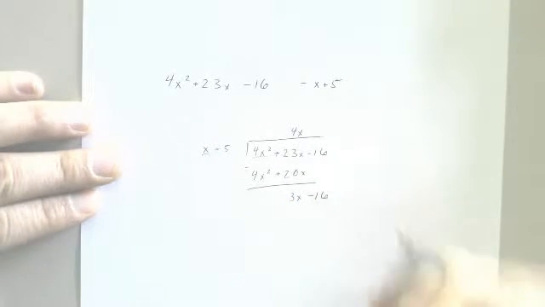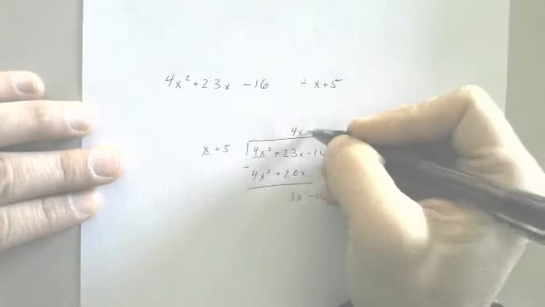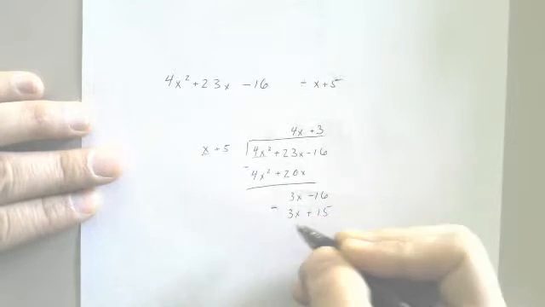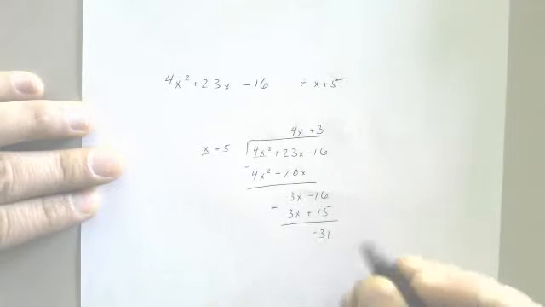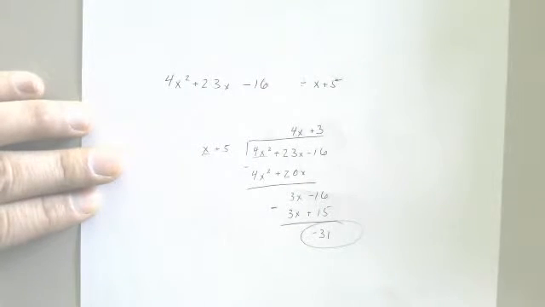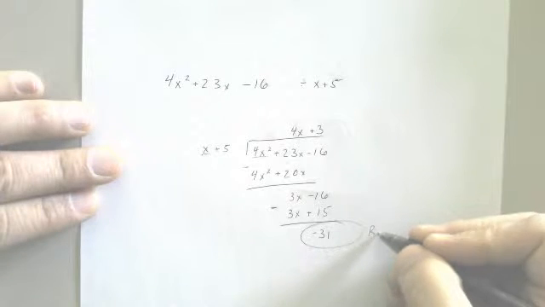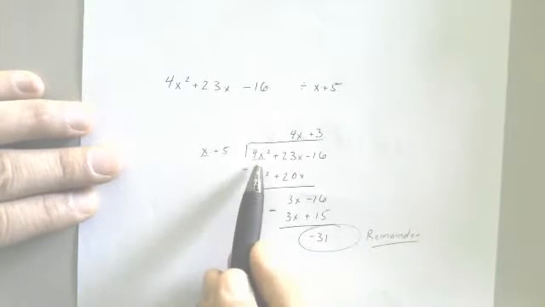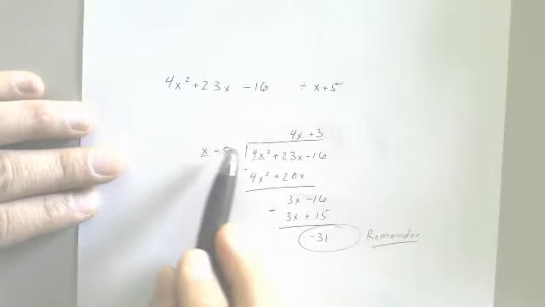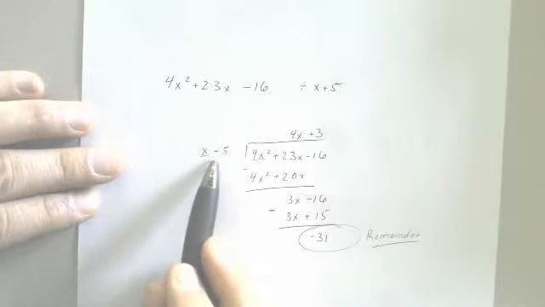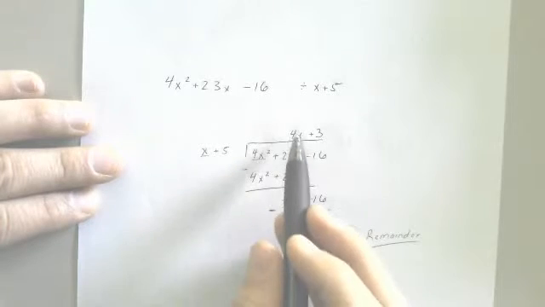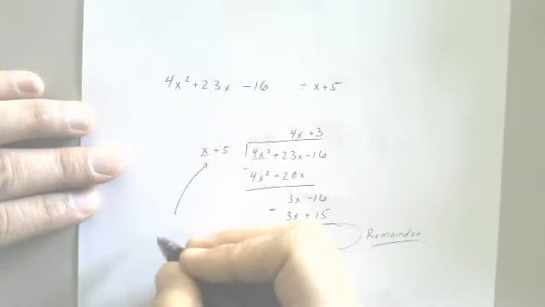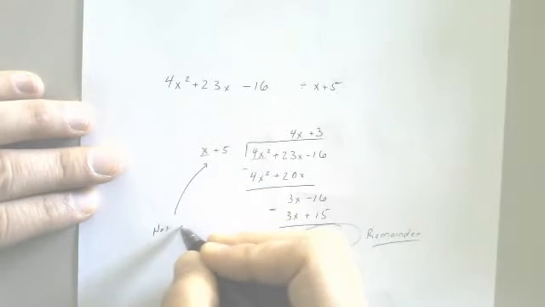3x minus 16. 3x divided by x is 3. 3x plus 15, subtracting. Ooh, so this time I get a value. I have nothing left to bring down. This is my remainder. Okay, so basically when I divide 4x squared plus 23x minus 16 by x plus 5, I do not get a clean polynomial. I get something with a remainder, which means that x plus 5 must not be a factor.